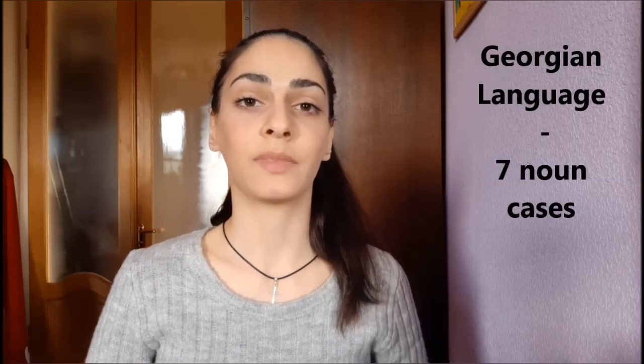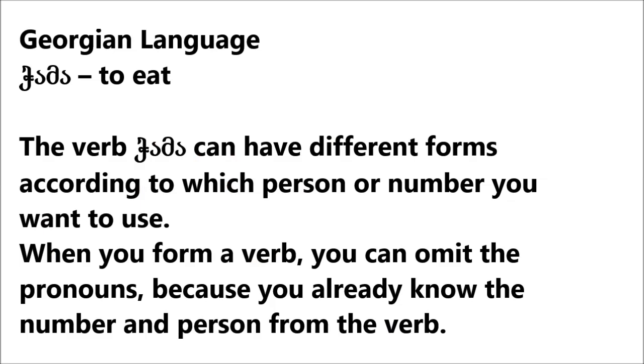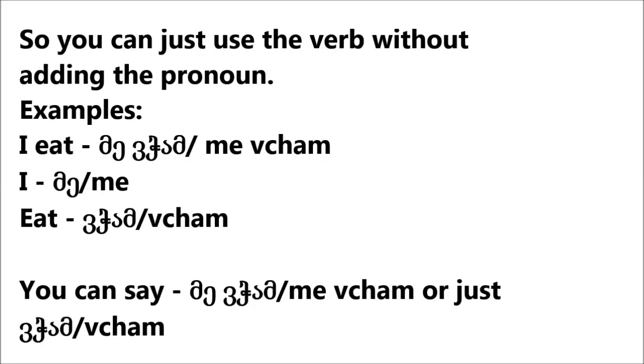Now about other features of Georgian language. There are seven noun cases. The difficulty is just the verbal system. The verb system is a bit difficult because the verb has many prefixes and suffixes when it is formed, depending on which persons or tenses we use. For example, let's discuss the verb chama, to eat. The verb chama can have different forms according to which person or number you want to use. And here is one specific feature of Georgian language again: when you conjugate or form a verb, you can omit the pronouns because you already know the number and person from the verb. So we can just use the verb without adding the pronoun.